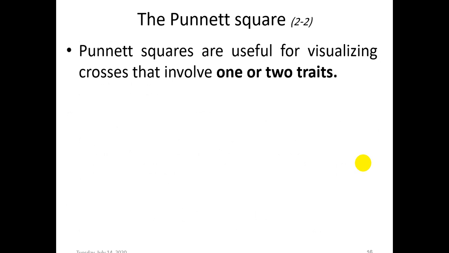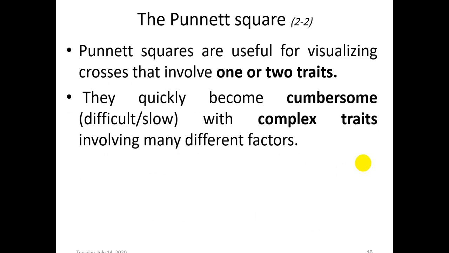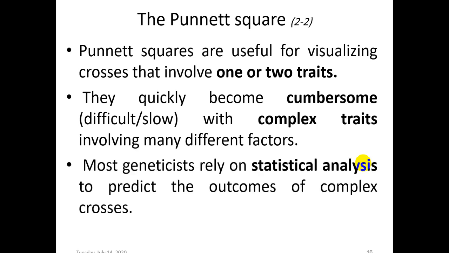If you are studying 1 or 2 traits, maybe you can use a Punnett square. If you are going to use, for example, color of the eye, color of the skin, shape of the fingers, whether short or tall and so on, it becomes difficult and complicated, so scientists usually go to statistical analysis using a statistical program to predict the offspring.